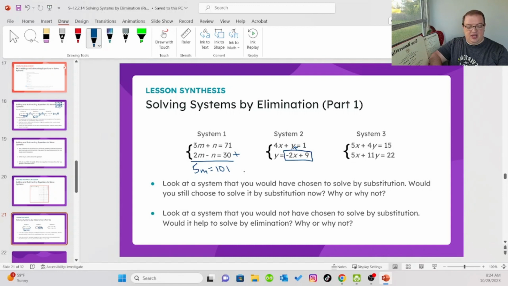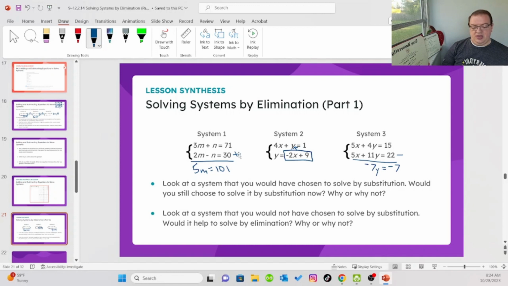System 3, I don't have opposite variables, but I do have the same variables. So I could solve this one through subtraction. Now 5x minus 5x is 0. 4y minus 11y is negative 7y. And 15 minus 22 is negative 7. Now I have a single variable equation. Solve for y, substitute that value back in, and solve for x.